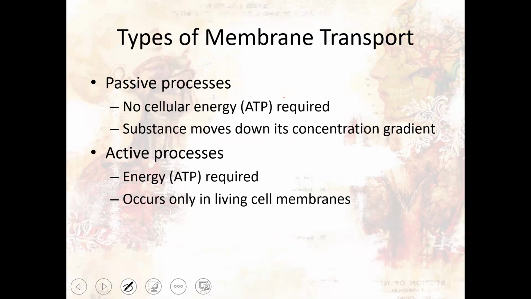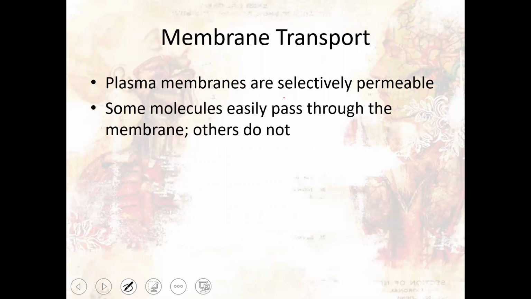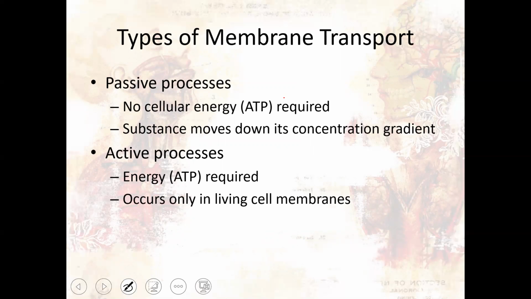There are different types of membrane transport, some that require energy and some that don't. A passive process means there's no energy required. In a passive process, we say something moves down the gradient or with the gradient. Down the gradient, with the gradient, that means it moves from high to low concentration.